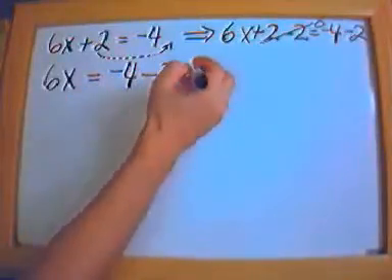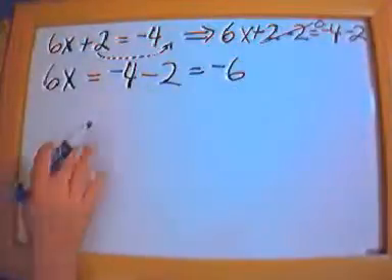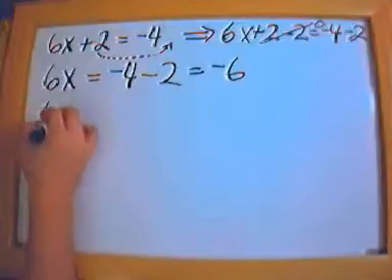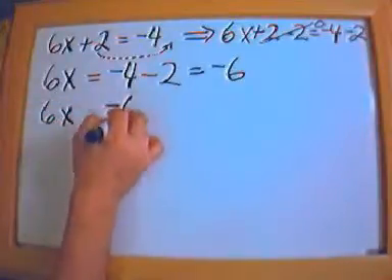And of course negative 4 minus 2 is equal to negative 6. A negative minus a positive is a negative, and then 4 plus 2 is 6. So what I have is 6x equals negative 6.